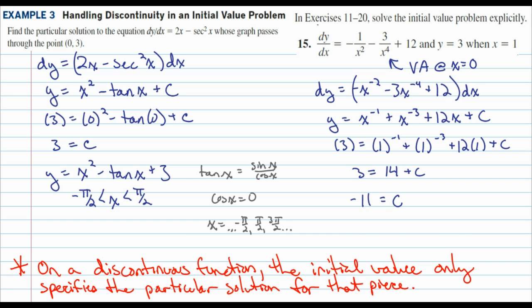Well, that will be my solution only for the part where the function is continuous. Now I know that there's a vertical asymptote at x equals 0 and the x value is 1. So this solution is only going to work for 0 to infinity. On the left side of that vertical asymptote, negative infinity to 0, this would not work.